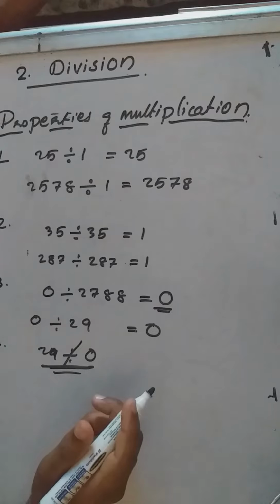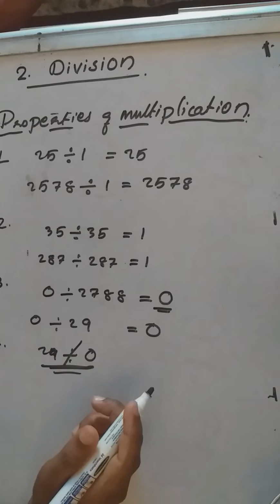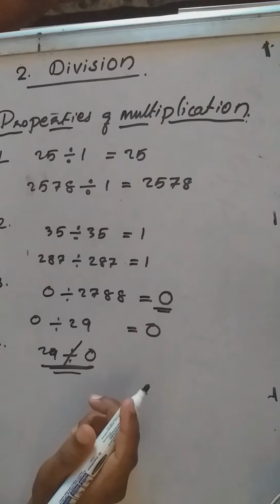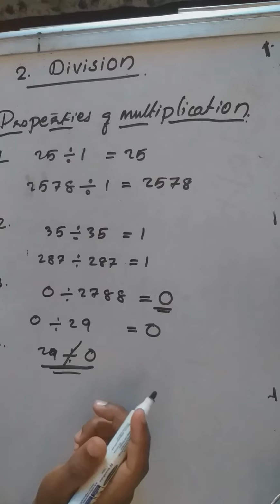So what are the properties we learned here? The first property, when we divide a number by 1, we get the number itself as the quotient. The second property says when we divide a number by itself, the quotient is 1. And the third property says when 0 is divided by any number, the quotient is always 0. The fourth property says we cannot divide a number by 0.